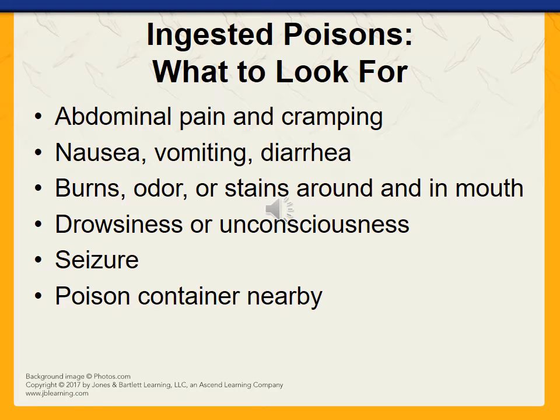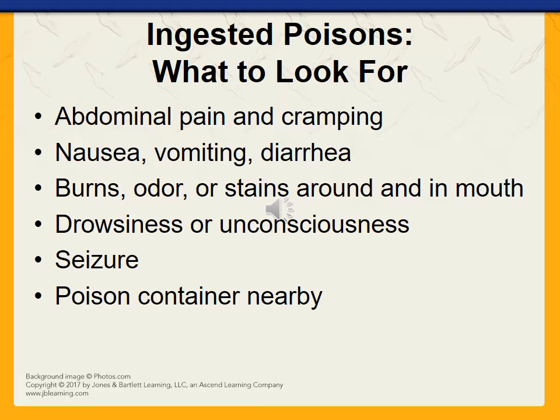So as a first responder, some things you need to look for if someone has ingested a poison or you suspect they have. Abdominal pain and cramping, a lot of times nausea and vomiting. Sometimes they'll be a little bit drowsy, or they might just be outright unconscious. When you ingest something, especially a poison, usually it'll cause burning around the mouth or the tongue. It'll also cause a foul odor when they're breathing or when they're exhaling. It might even cause staining. So just be aware of that. Sometimes seizure will accompany, and in the long term, someone might go into a seizure if not detected early enough.